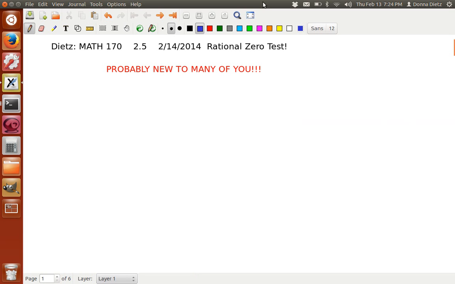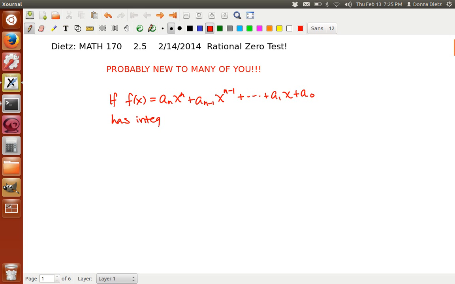Okay, this is the rational zero test, which is probably new to many of you. What it says is, if you have a function f of x and it's a polynomial, and mathematicians write polynomials this way. Well, that's a lie. We write them in the reverse of this. This is good enough. So we have ourselves a polynomial, and it has integer coefficients, so all those a's are integers.